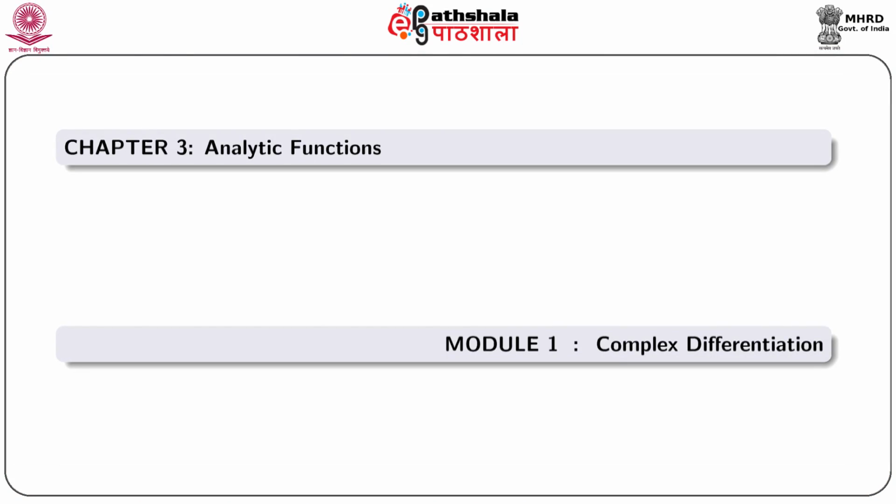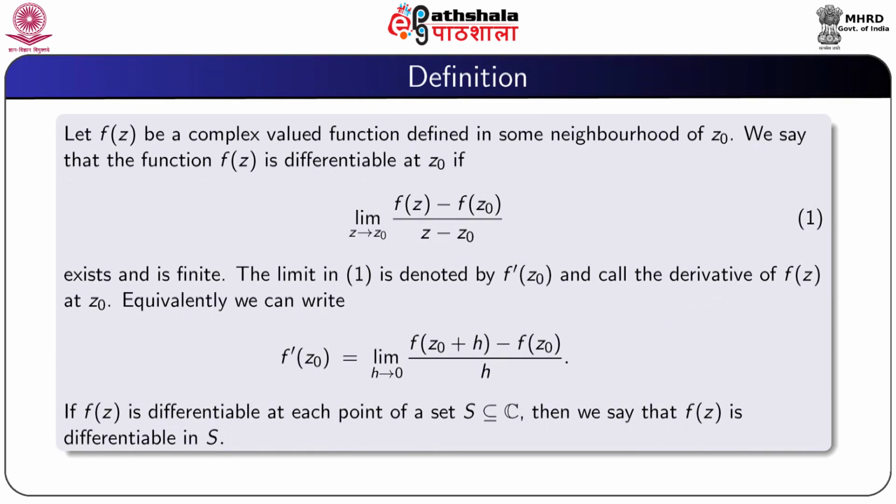So now we go to our slide. So we start our chapter 3 module 1. First we define the derivative of a complex valued function. Suppose that f(z) is a complex valued function defined in some neighborhood of a point z0. We say that the function f(z) is differentiable at z0 if the limit as z tends to z0 of (f(z) minus f(z0)) by (z minus z0) exists and is finite. The limit is denoted by f'(z0), and we call f'(z0) the derivative of f(z) at the point z0.